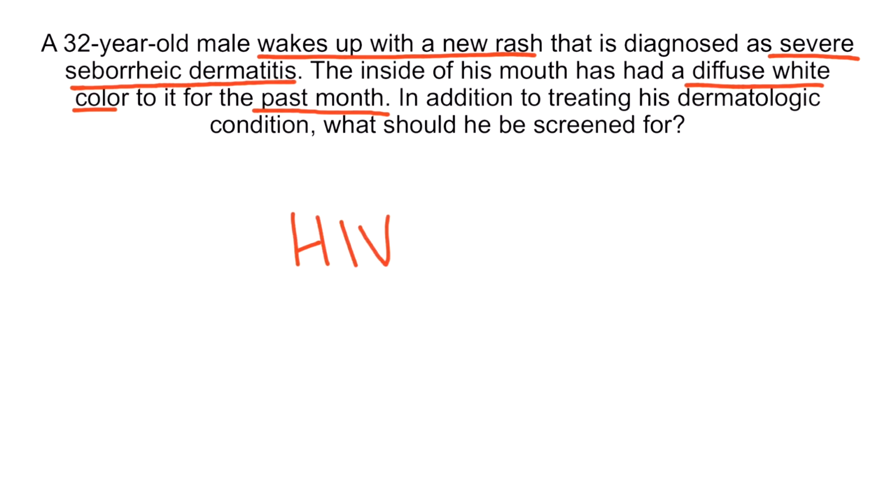HIV is an important risk factor that should be considered in someone with new onset seborrheic dermatitis, particularly if they have another finding concerning for HIV in the question stem, such as the probable Candida infection described here. The prevalence of seborrheic dermatitis in patients with HIV is fairly high. Recall that HIV is also a risk factor associated with the severe and sudden onset of psoriasis.